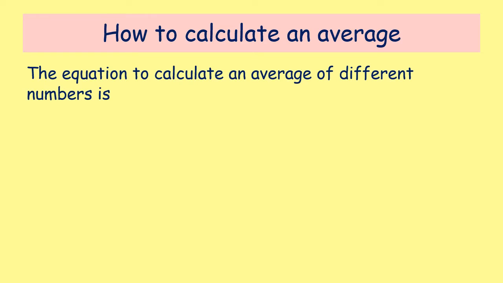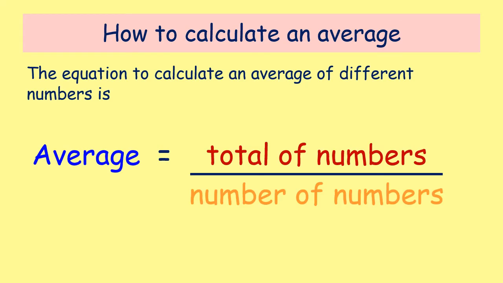So the equation we're going to use to calculate an average of different numbers is this. The average is equal to the total of all the numbers you're given, and the total means we add them all together. That line means to divide. So you're going to work out the total of all your numbers and you're going to divide that number by the number of numbers you have. Now that might seem very complicated when I talk through it in words, but whenever you see the examples, it will hopefully start making sense.